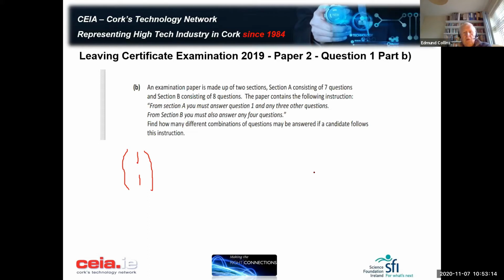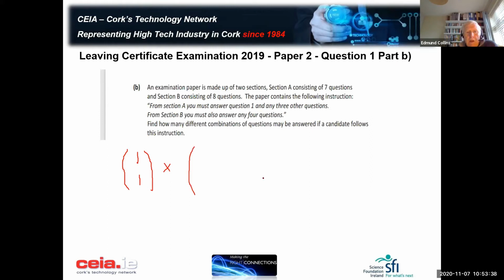So it's 1 of 1. You must answer question 1. So you've no option there. You know, it's what we saw earlier on. The combination is just 1 there, so it's 1 of 1. So that's the first. So we're talking about the multiplication principle. So we're going to multiply here.